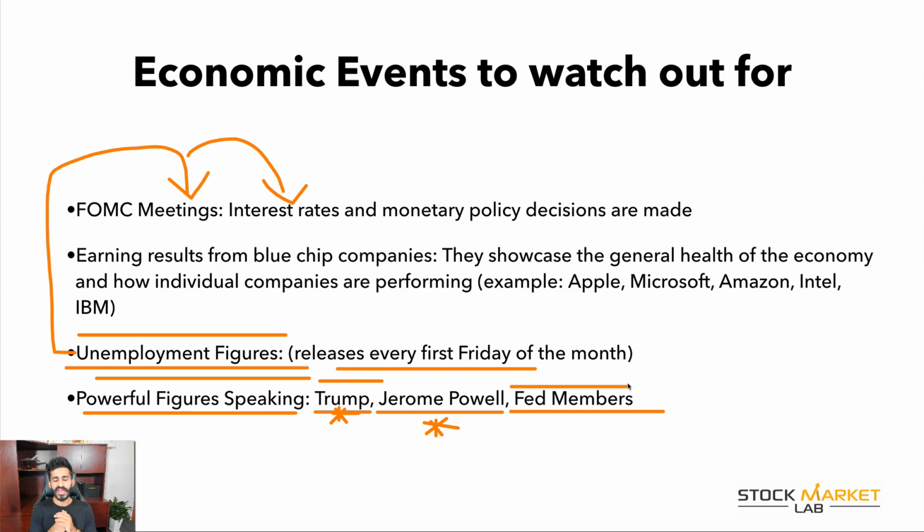So if Trump comes out and says something such as, "We are having a deal with China," or "We are not having a deal, China is not agreeing with the deal," him saying something like that could obviously affect the overall market. Jerome Powell, the guy from the Fed, if he comes out and says, "We're not looking to cut interest rates," that may affect the overall market.